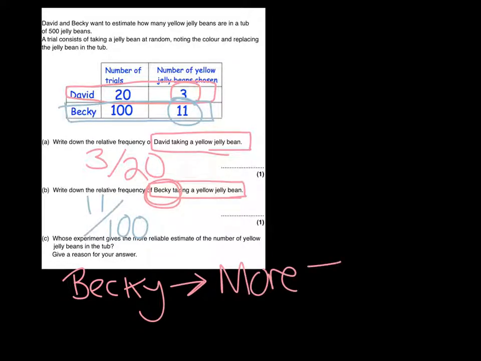Whose experiment gives the more reliable estimate for the number of yellow jelly beans in the tub? So this is just a simple explanation needed. Becky's is more reliable, so it's going to be Becky because she did more trials. Becky did more trials.